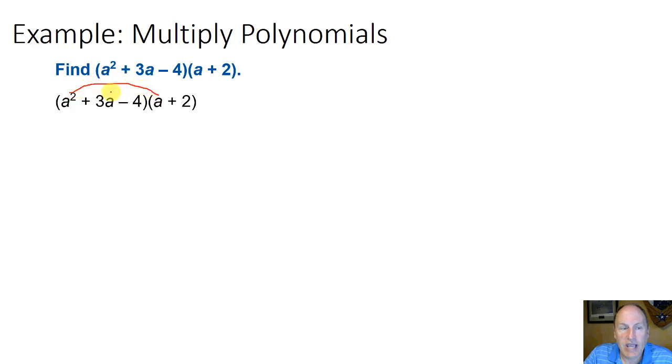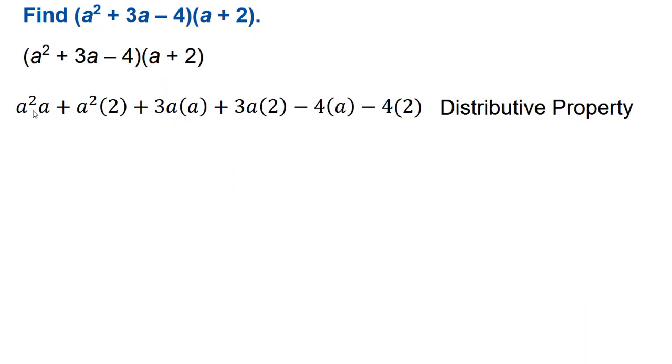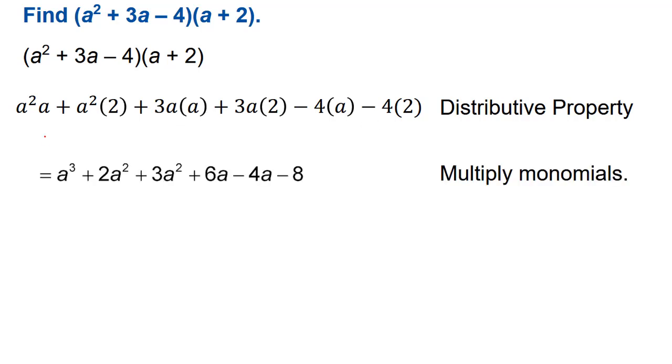A squared times a, a squared times 2, 3a times a, 3a times 2, and then we have to do negative 4 times a, and negative 4 times 2. So we've got to distribute all those parts. So when we do all this distribution, we get a squared times a plus a squared times 2 plus 3a times a plus 3a times 2 minus 4a minus 4 times 2. So now what we're going to do is multiply out each of those monomials.